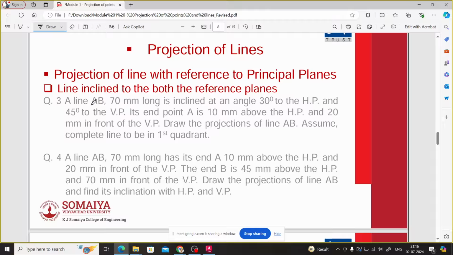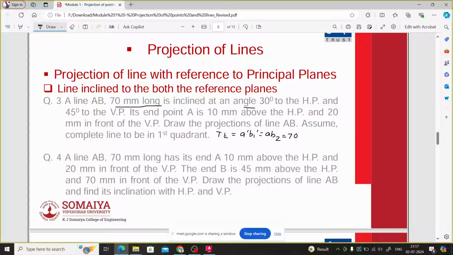Okay, sir. So what is mentioned? The line is inclined to both reference planes. A line AB. What is mentioned? 70 mm long. What does it mean? True length. And as the line length is 70, the line is AB, so true length will be equal to A dash B1 dash, AB2, correct? Equals to 70.